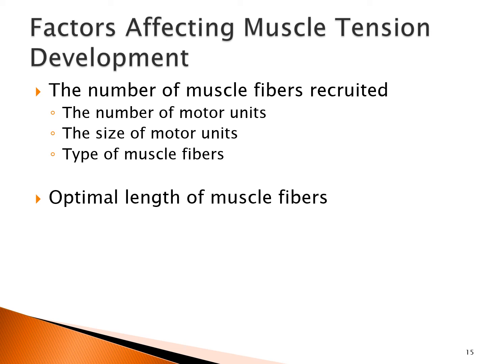Also, the types of muscle fibers that you're recruiting or activating will be important. If we're recruiting fast twitch fibers, this will allow us to produce a large amount of force relatively quickly, whereas if we recruit slow twitch muscle fibers or motor units, then we are not going to be able to produce a large amount of force, but we're going to have a large amount of endurance with whatever that particular activity is. We can also look at the optimal length of the muscle fibers, and this has to do with their position in relation to the actual joint itself.